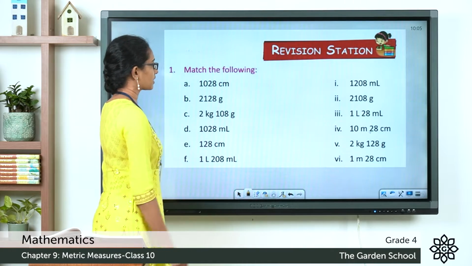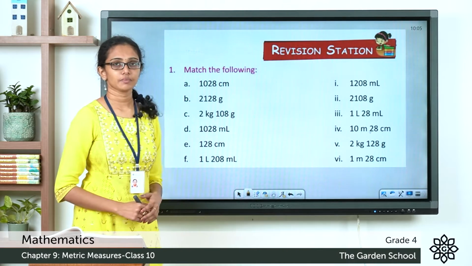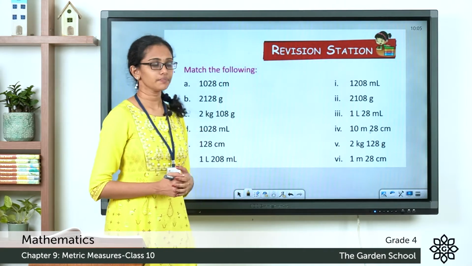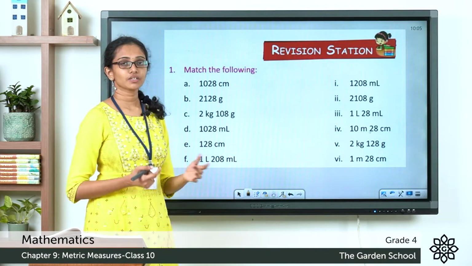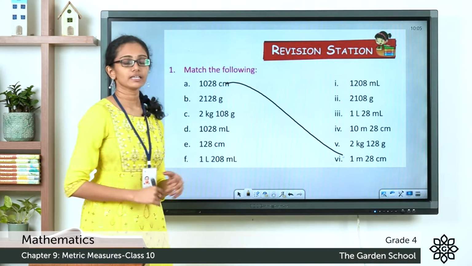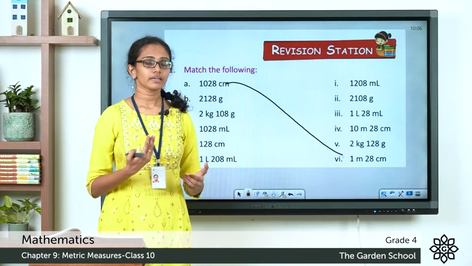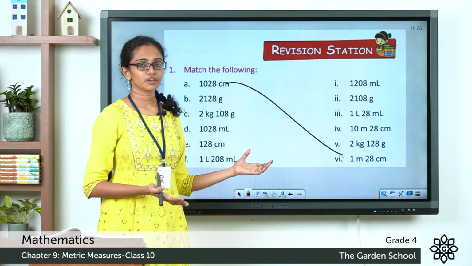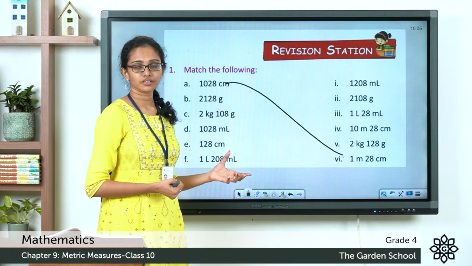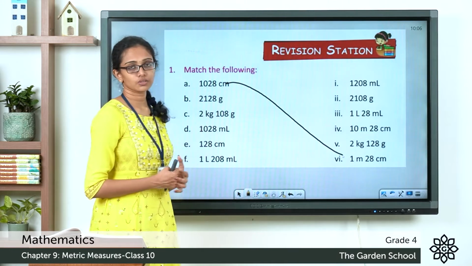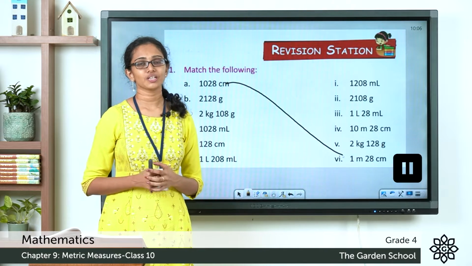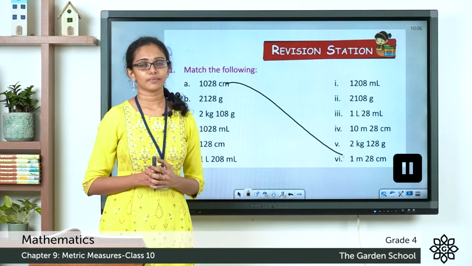So the first one, 1028 centimeter. Let's find out the equivalent measurement here in the right side column. 1028 centimeter is equal to 1 meter 28 centimeter. We have already learned how to convert one unit of measurement into another unit of measurement. So please go through that concept once again and then you can easily do these conversions. So you do this as an activity now. Please pause this video, finish the activity and come back.